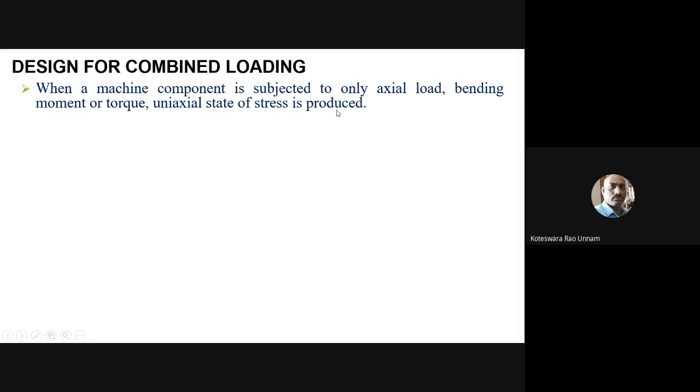So, like I mentioned here, when you have simply either an axial load or a bending moment or simply torque, you have only a uniaxial state of stress. That means the nature of stress is only in one direction. In case of axial load, you have only one normal stress. In case of bending moment also, you have only one normal stress. In case it is subjected to a torque or twisting moment, you have only one shear stress, in only one direction. So all this comes under the uniaxial state of stress criteria.